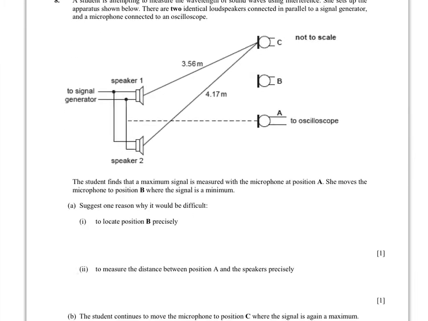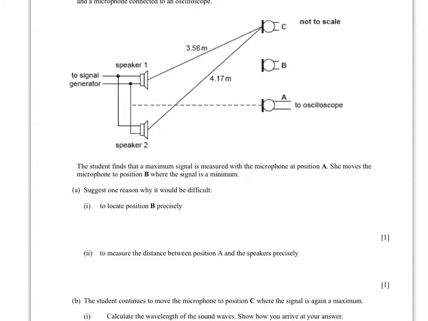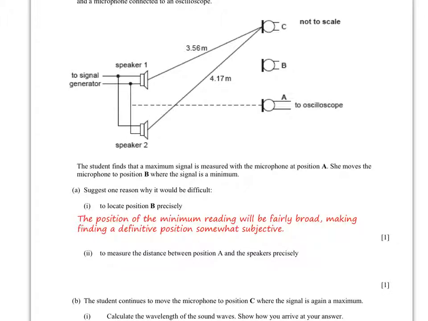We're asked to talk a bit about the logistics, if you like, of the experiment. So first of all, we're asked to explain why it's difficult to locate position B, this first minimum, precisely. And really, if you think about it, that's to do with the fact that that's a little bit subjective. The position of the minimum reading will be quite broad as you move your microphone and the oscilloscope it's attached to from A through to B, then C. It will decrease gradually and then start to increase again, and this is a fairly broad region. So that broad region means it's hard to find a definitive position for the minimum.